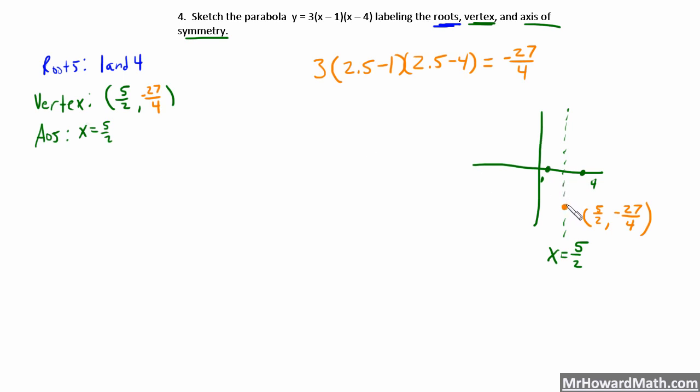So we'll just graph this in. We could find the y-intercept, but it didn't ask us to, so we won't spend the time to do that. Okay, definitely not the best sketch, but we did find everything: the roots, the vertex, and the axis of symmetry. Everything that they asked us to find. All right, so let's move on to the next one.